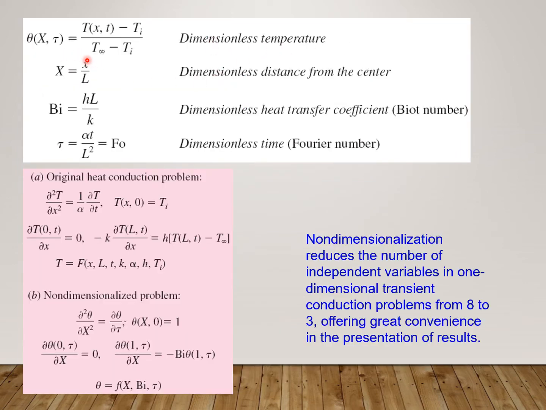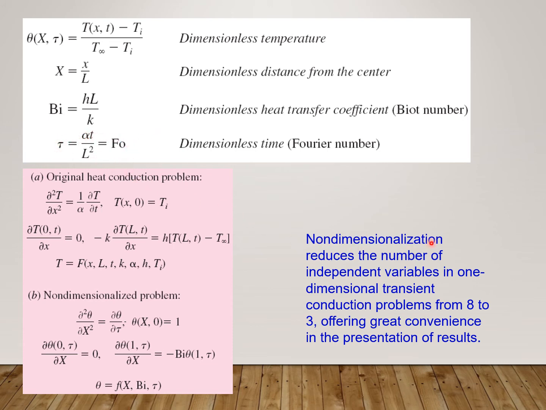Dimensionless temperature theta x comma tau is equal to T, which is a function of x comma t, minus T initial upon T infinity minus Ti. The dimensionless distance from the center is capital X is equal to small x upon L. Biot number we discussed earlier, which is also a dimensionless heat transfer coefficient. Biot number, which the scientist Jean Biot discovered, is equal to hL by k, and dimensionless time, denoted by the symbol tau, is equal to alpha t upon L square, which is also known as Fourier number because the scientist Fourier also discovered it with Biot.